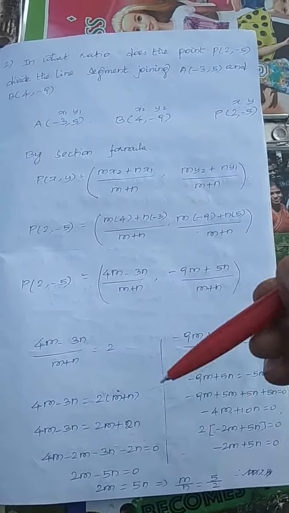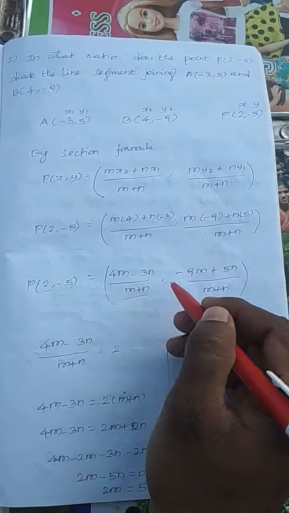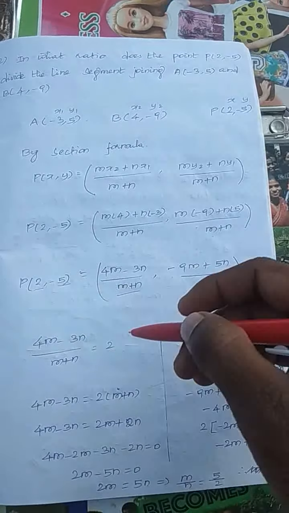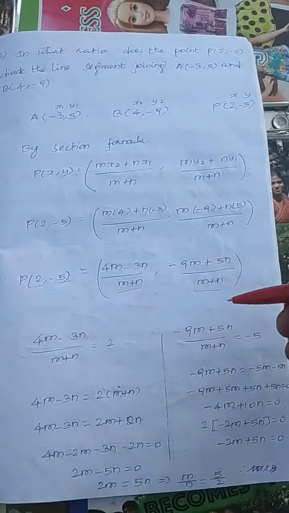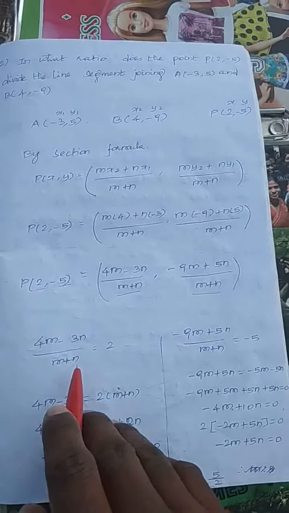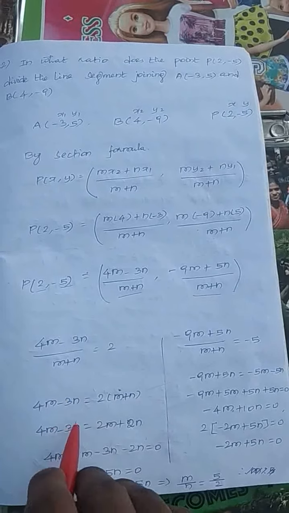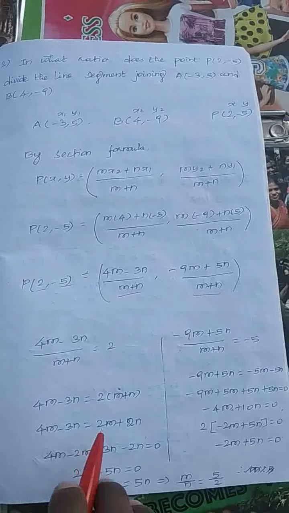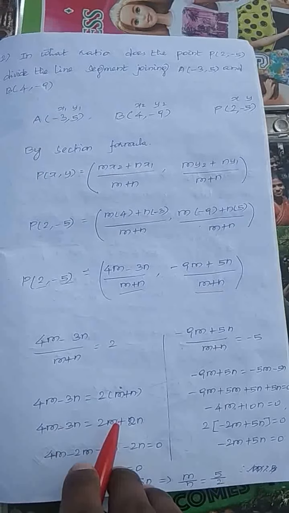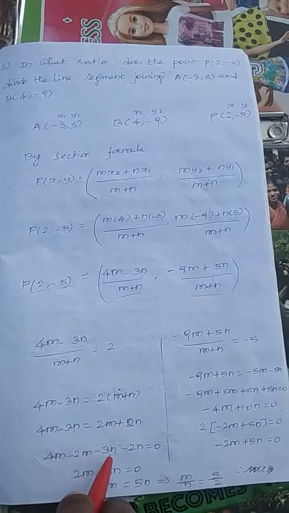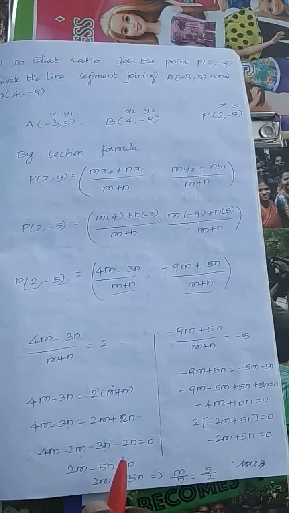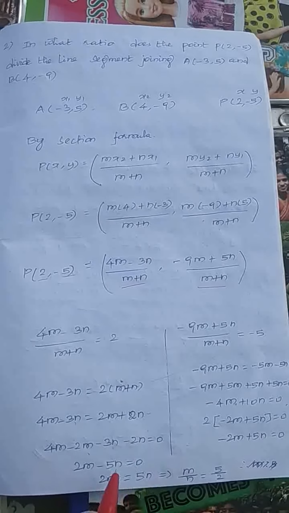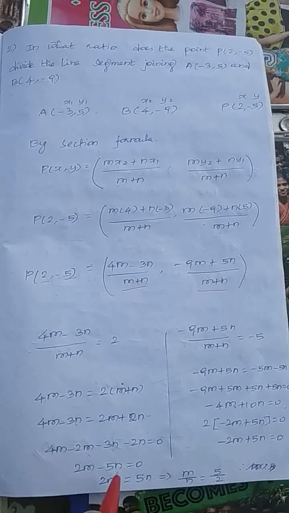Now comparing the first value and the second term. So (4m minus 3n) divided by (m plus n) equals 2, and (minus 9m plus 5n) divided by (m plus n) equals -5. So 4m minus 3n equals 2 into (m plus n), which is 2m plus 2n. So 4m minus 2m, and minus 3n minus 2n, equals 0. So 4m minus 2m equals 2m, and minus 3n minus 2n equals minus 5n.